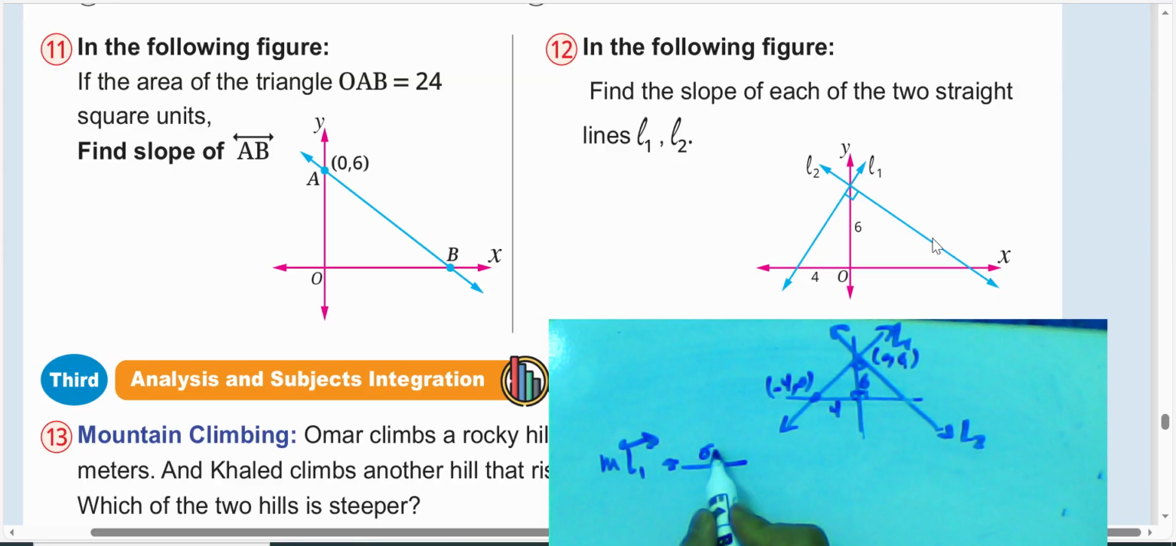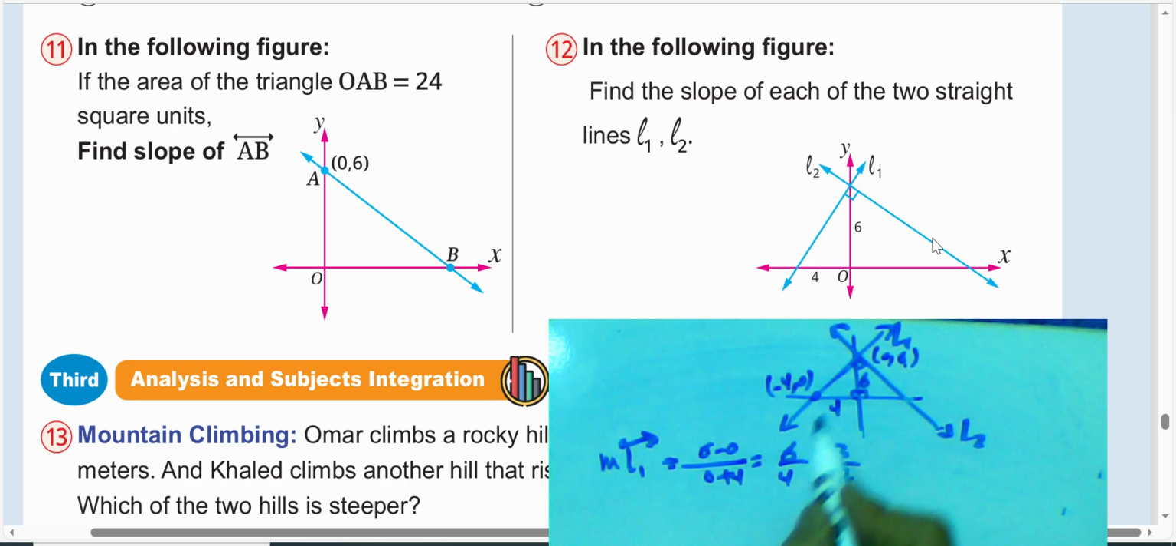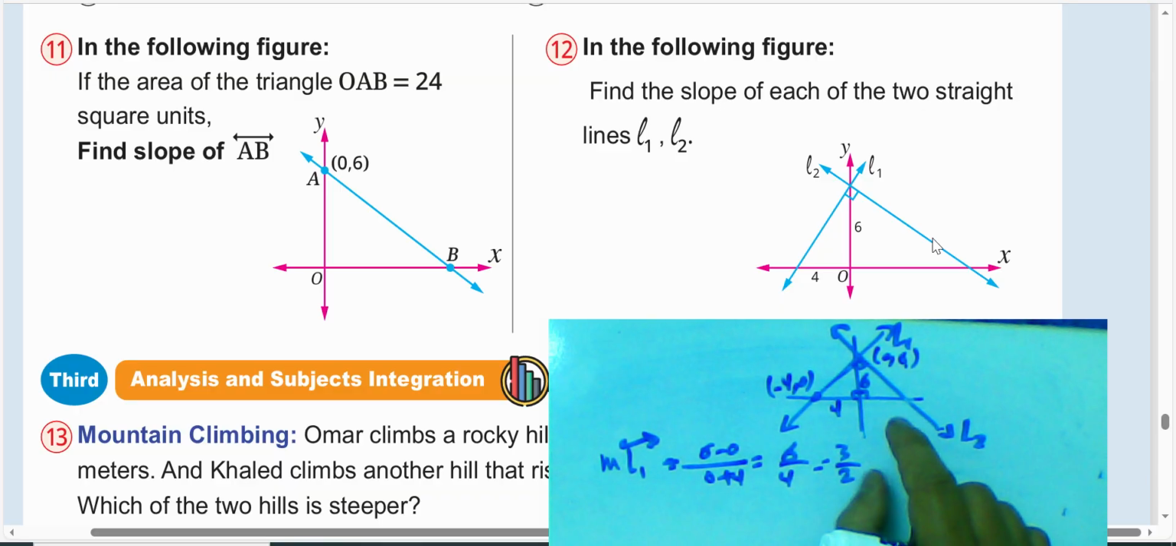6 minus 0 over 0 minus 4, 0 plus 4. 6 minus 0 is 6, 0 plus 4 equals 4. The result will be 3 over 2. This is slope 1. And what about slope 2? We have 0 and 6. And they are perpendicular. Perpendicular means slope 1 and slope 2 multiplied together equal negative 1.